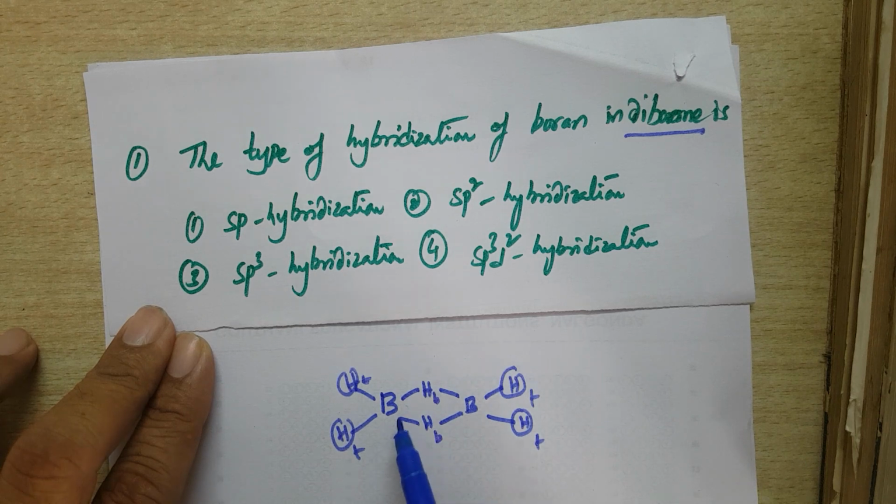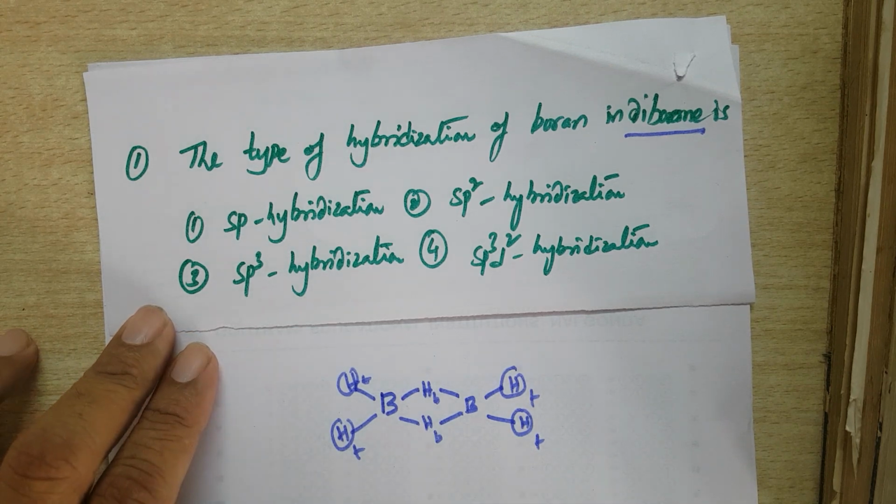Now you can estimate here boron is linked with how many bonds and what will be the hybridization. That is only you analyze.